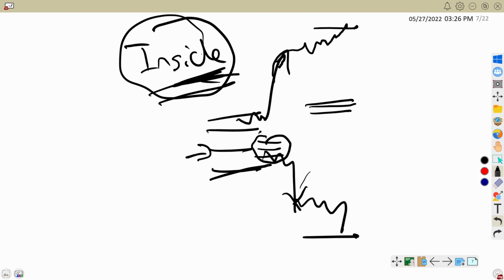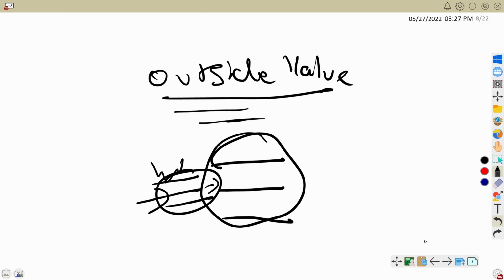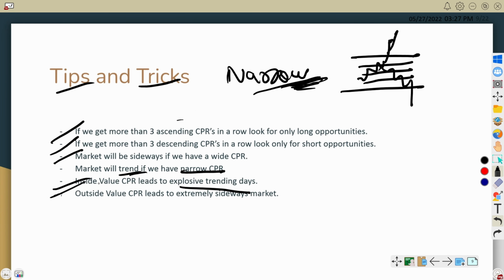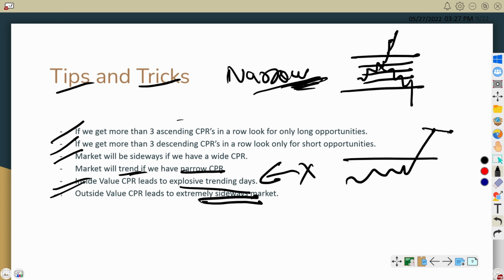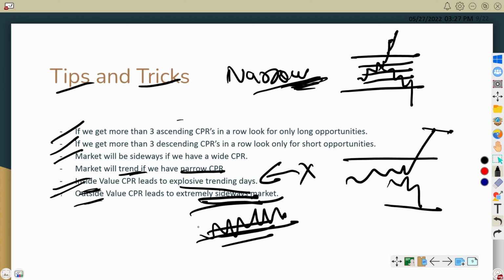So narrow CPR, you can have market will go up, market will go down. But if you have an inside value CPR, there are more chances of closing at the day's high and closing at the day's low. Okay, now outside value CPR leads to extremely sideways market. It is the straight opposite of this. So normally you get a good explosive move closing at the day's high, or a good explosive move closing at the day's low if it is an inside value. But outside value, you get market closing almost sideways, extremely sideways. Then the next day you'll get an explosive move.